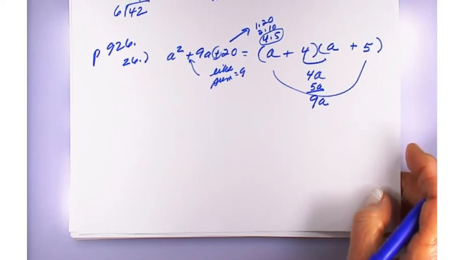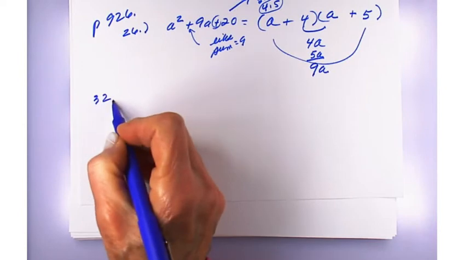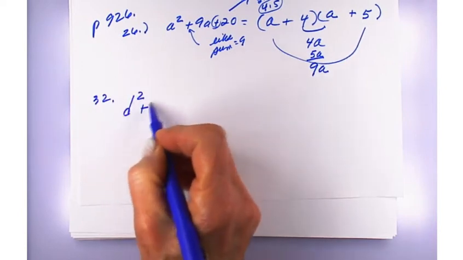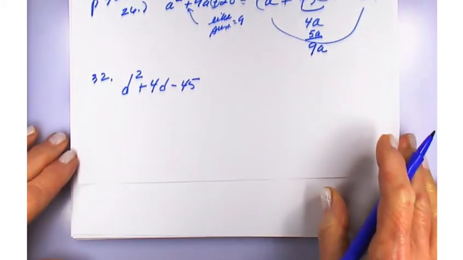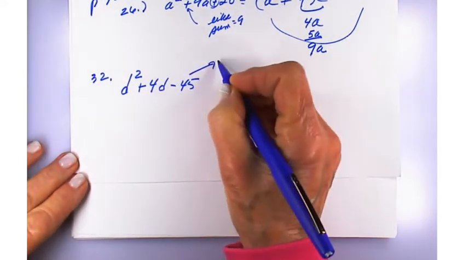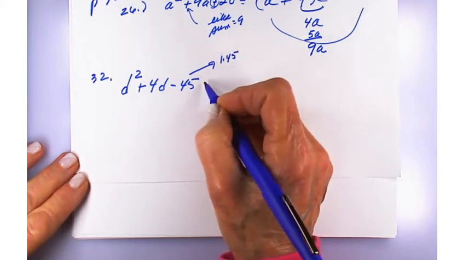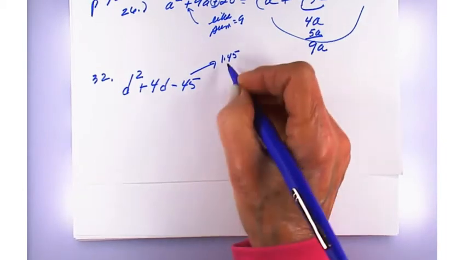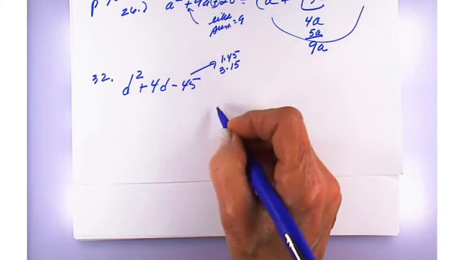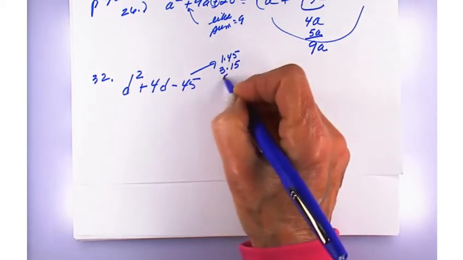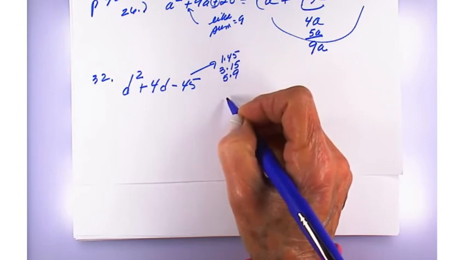Looking at 32, d squared plus 4d minus 45. Okay? So go in numerical order. 1 and 45, 2 does not go. 3 will go. 3 into 45 goes 15 times. 4 doesn't go. 5 goes 9 times. 9 times 5 is 45.